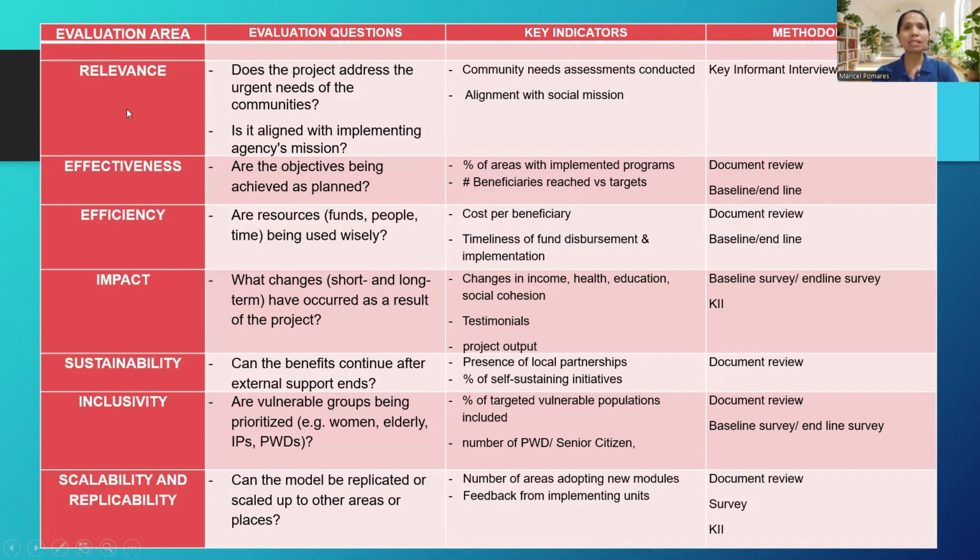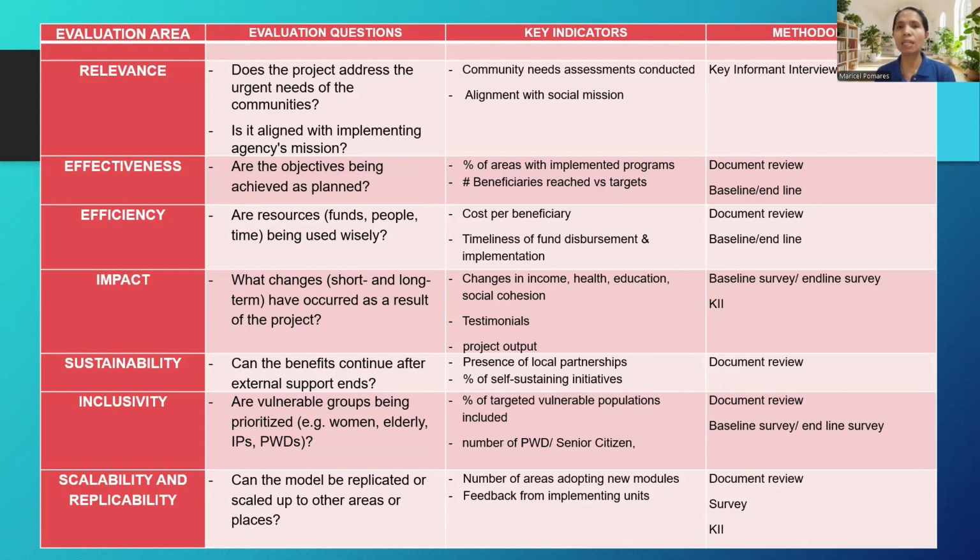Now, for relevance, under the evaluation questions, does the project address the urgent needs of the communities? Is it aligned with implementing agency's mission? It is really important to include this area in the evaluation because it is important to know if the project is really needed in the communities, or if the activity is in line with the mission. Is it really the mission and vision of the implementing agency? So it should be relevant to the target beneficiaries or to the target audience and to the implementing agency.